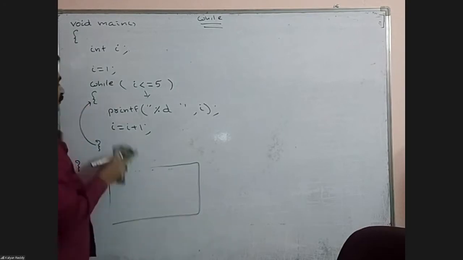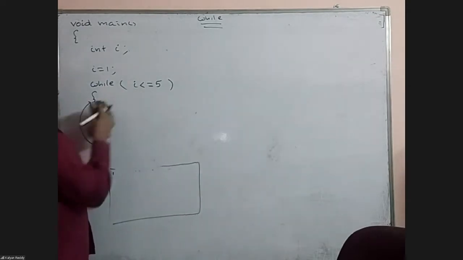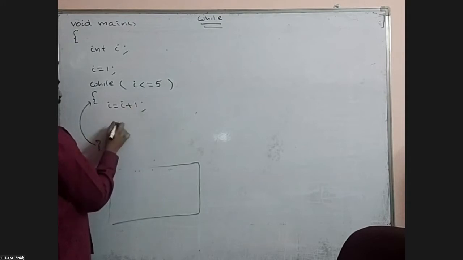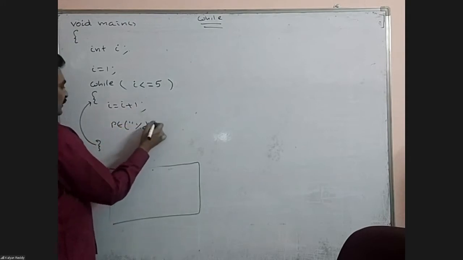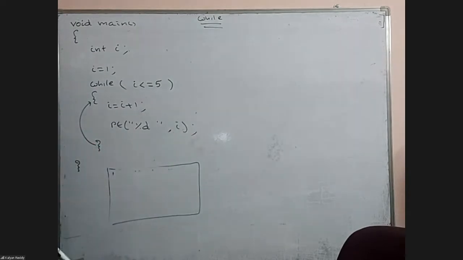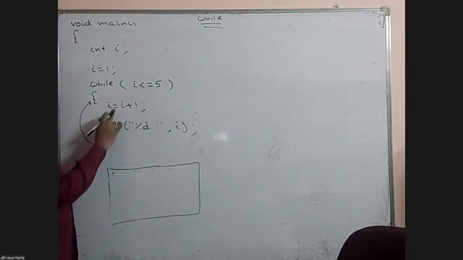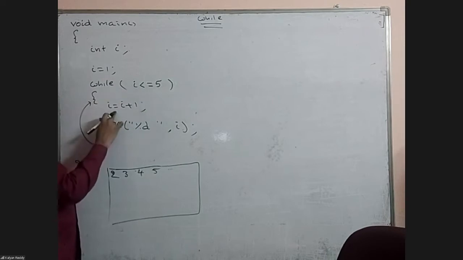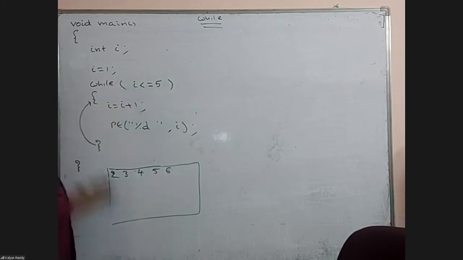Suppose I swap these two. That means first increment I equals I plus 1. After that, printf percentage I. Now output is 2 3 4 5 6. 1 less than 5, come inside, I is increased, so 2 printed. Next 3, next 4, next 5, go up. 5 less than or equal to 5 is true, come inside, I became 6, 6 also printed. Go up, 6 less than 5 is false, out.